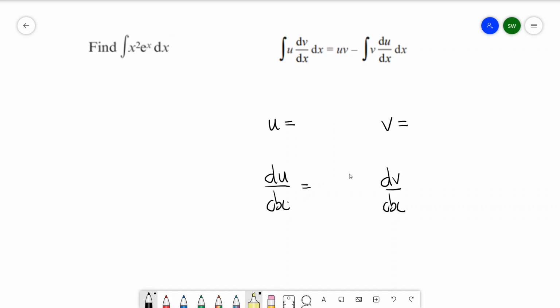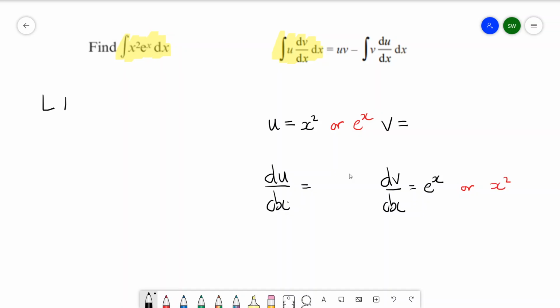To use integration by parts, we're going to try and make the integral that we're trying to find equal to the left-hand side of the integration by parts formula. So our options are, we could have u is x squared and dv by dx is e to the x, or we could have u is e to the x, and in that case we'd have dv by dx is x squared.